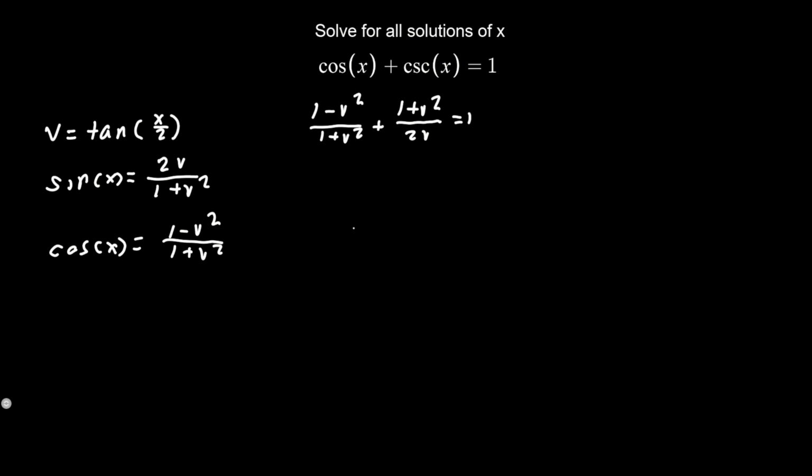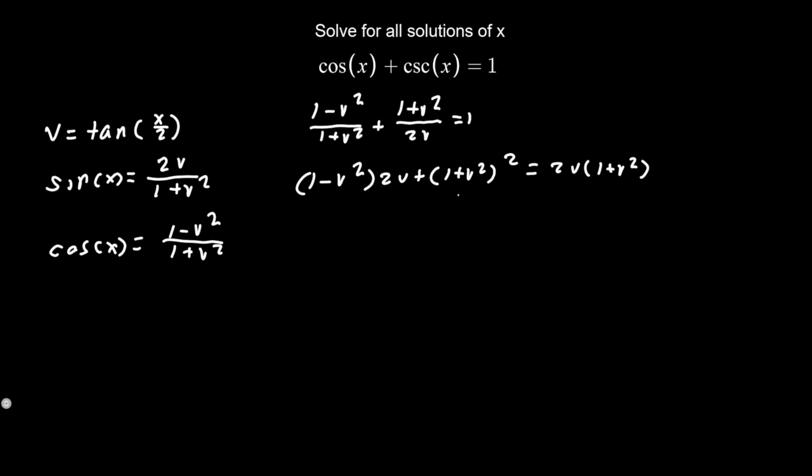What we're going to do is simply get rid of the denominators. So we're going to first multiply by 1 plus v squared and 2v. So here we're going to have 1 minus v squared times 2v, plus 1 plus v squared, and then since that is multiplied by 1 plus v squared, that's going to be squared. That is equal to 2v times 1 plus v squared.